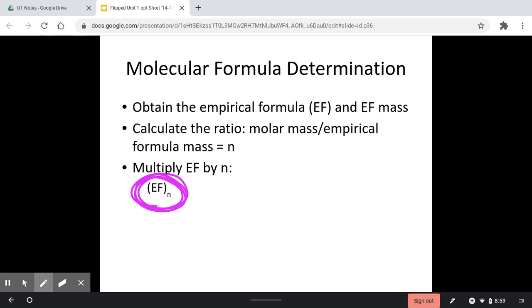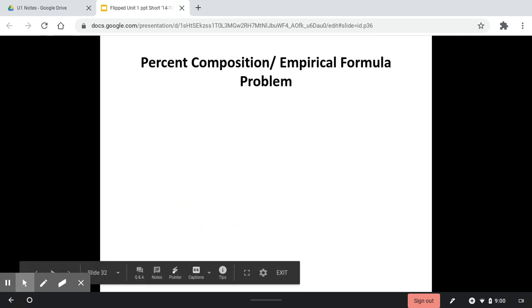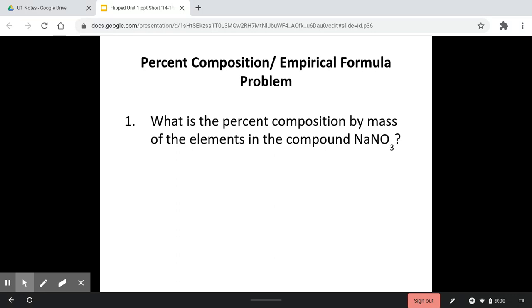These are the steps laid out for you to get yourself from empirical formula to molecular formula. Remember, the molecular formula is always a multiple of the empirical formula. It's never a strange decimal, because you can't have a quarter of an atom, right? You have to have either 1 atom or 2 or 3. You can't have half an atom. So you can't multiply the empirical formula by anything but a whole number to get to the molecular formula.